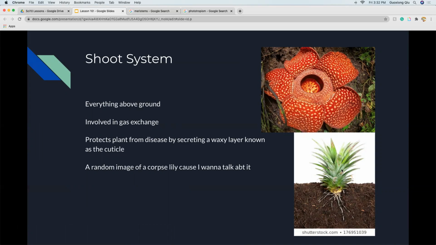Because on some plants you can feel it when you touch their leaves, they have a waxy layer. This is known as a cuticle. This waxy layer protects the plant from disease and sometimes certain bugs. And then on the upper right, I have a picture of also a shoot system.